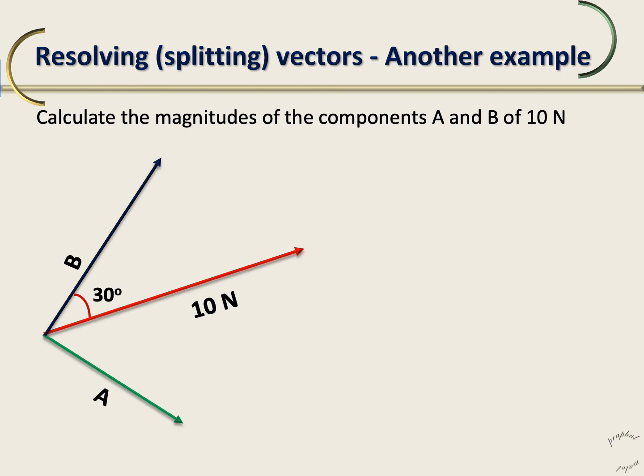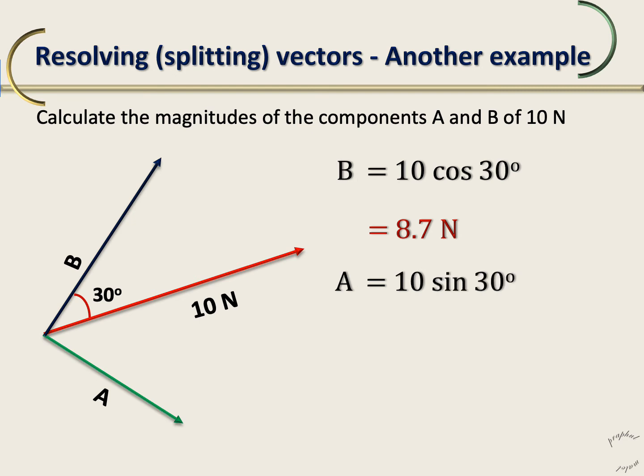So first thing you have to notice is which component is touching the angle. That will be the cos component. Here the vector b is the one touching the angle 30. So the value of b will be 10, that's the parent vector, into cos 30 or cos theta. Like that, the vector a is not touching the angle. So the value of vector a should be 10 sine 30, which is 5 Newton. So this is how you find the value directly.